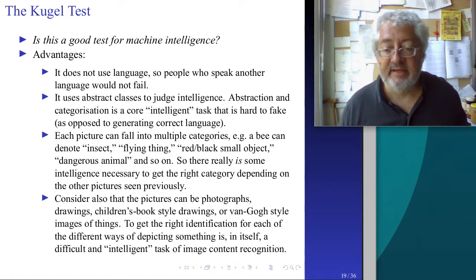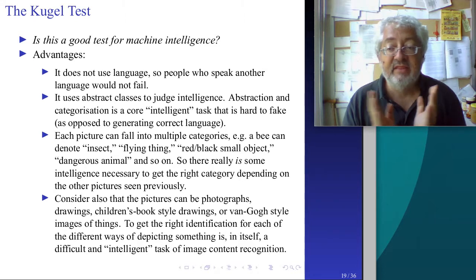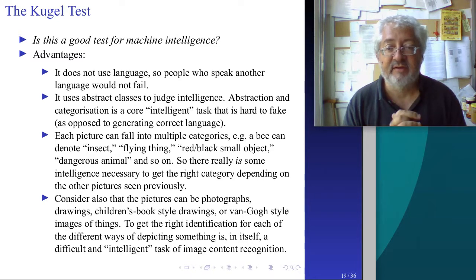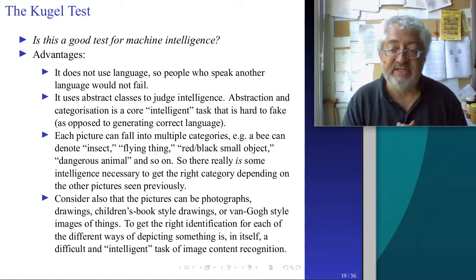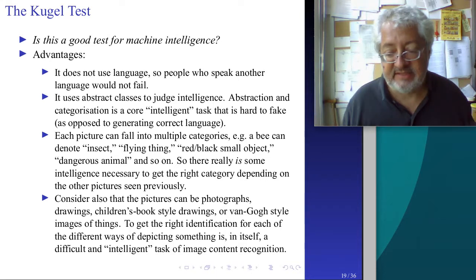So in order for the program to understand that we are talking about a bee, it has to identify my drawn picture of a bee, which was pretty bad, with the picture of a bee as Van Gogh would draw it, and perhaps the picture of a bee in a realistic photograph, and identify all these things as bees. So this already is an act of categorization, of image recognition, which adds an additional layer of intelligence, of difficulty to the task.